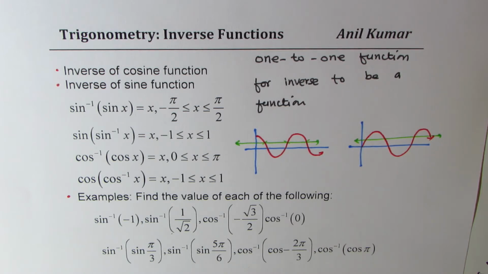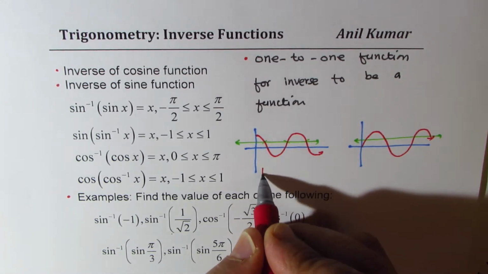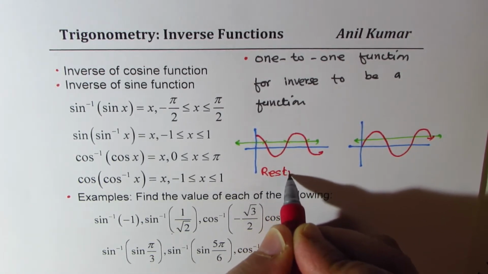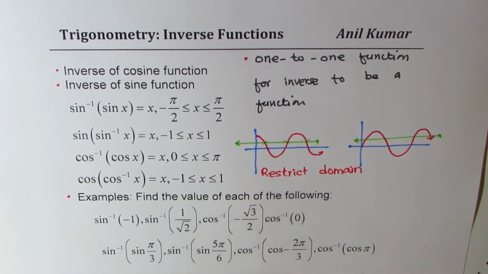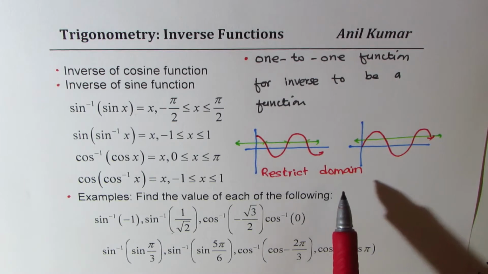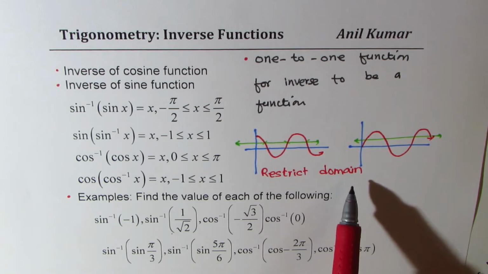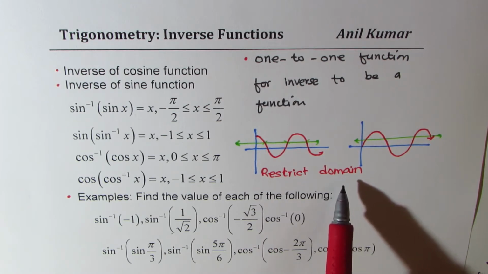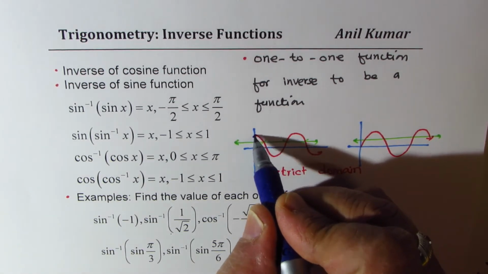So that really means that for working on inverse, we need to restrict domain. So whenever we are talking about inverse of trigonometric functions, we'll work with restricted domain. That is kind of important, right? So keep in mind that restricting domain is critical.